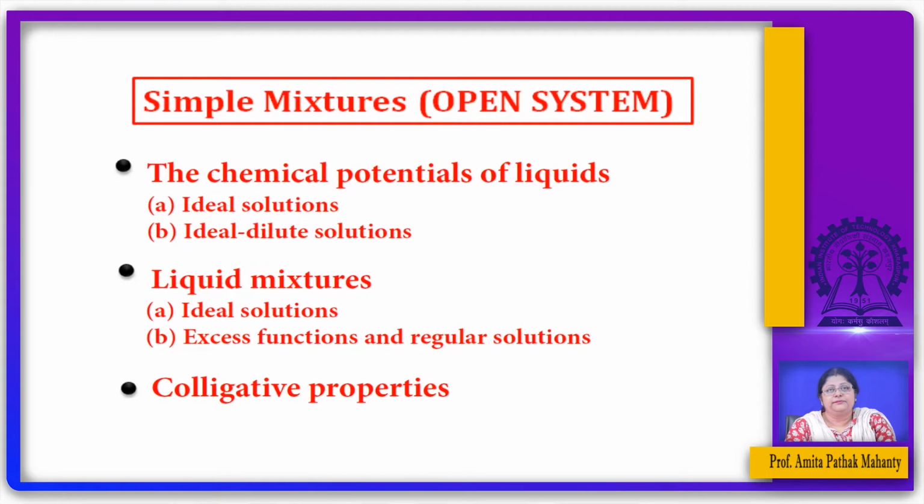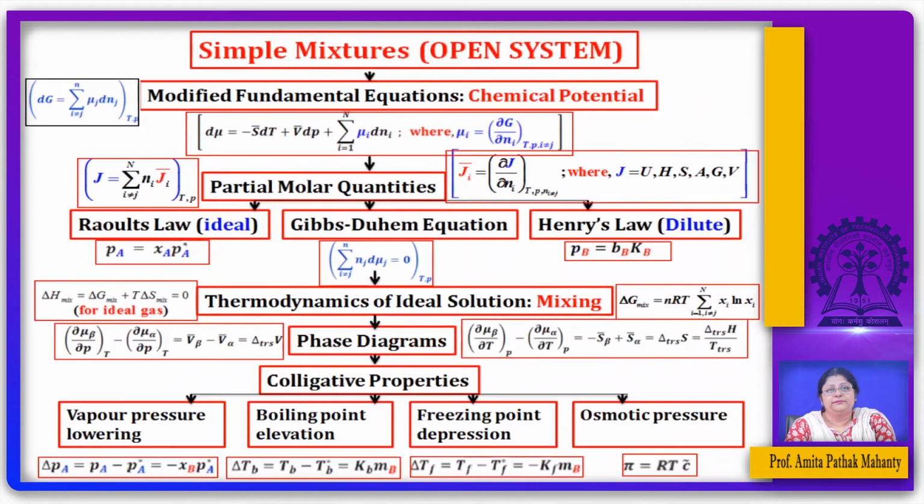And in doing that, we will be doing two things: the ideal solution and the ideal dilute solution, and then the mixtures. And the mixture is an ideal mixture. And excess function, it is not really part of your syllabus, but I'm going to just mention what the excess function means and how the diagram looks like. Colligative property, I think I'll take up next week. So what we are going to do, this was the slide I was talking about.